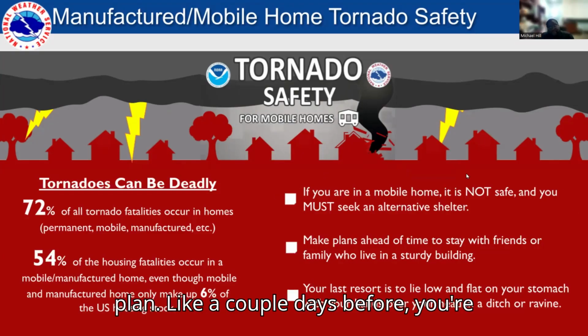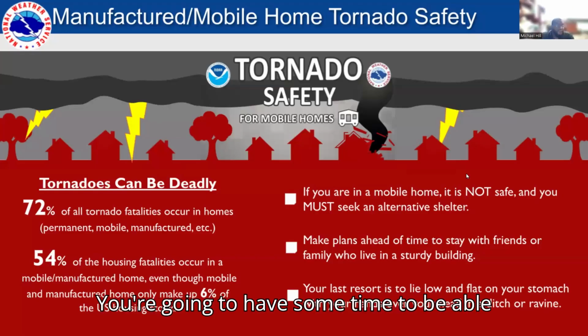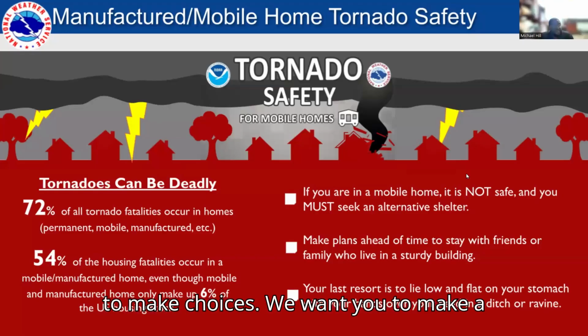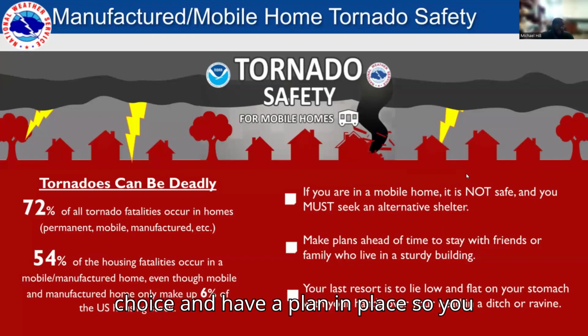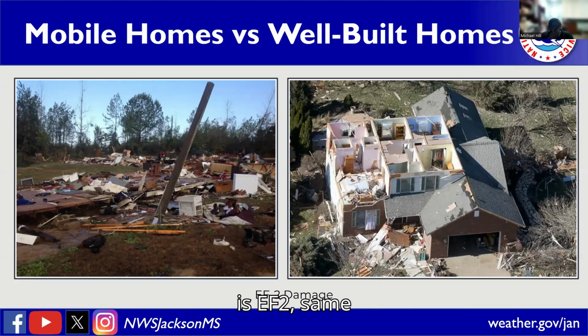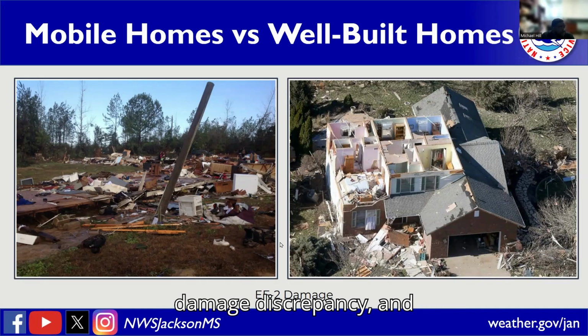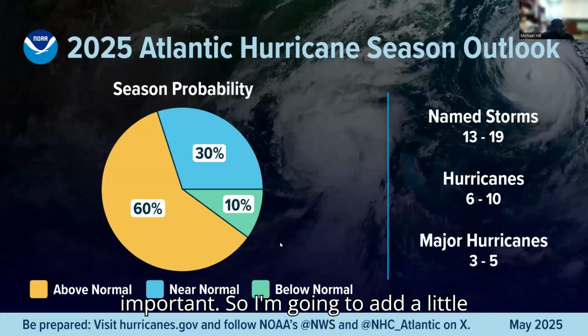Like a couple days before, you're going to hear about the weather being bad on whatever day it is. You're going to have some time to be able to make choices. We want you to make a choice and have a plan in place so you can be safe. So this is why I say this is EF2, same tornado, mobile home on your left, interior rooms or a well-built home on your right. You can see the damage discrepancy, and that is where it's important.